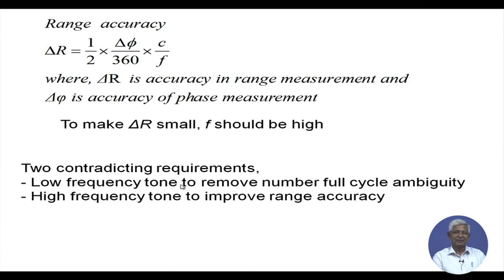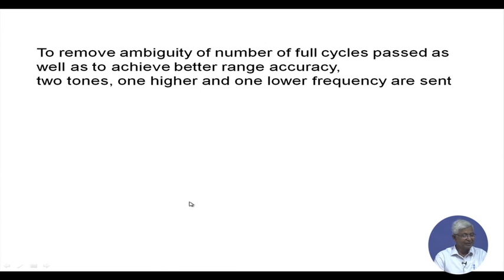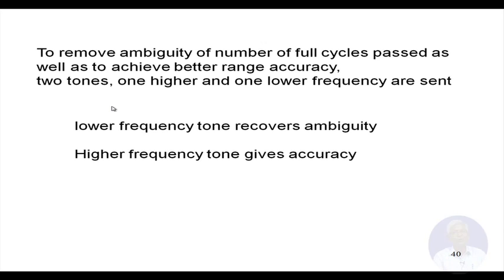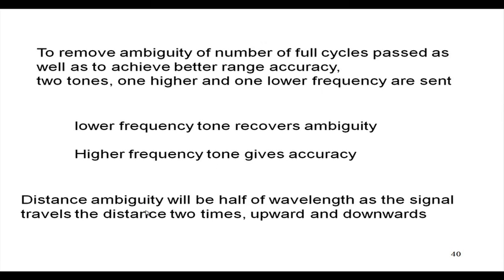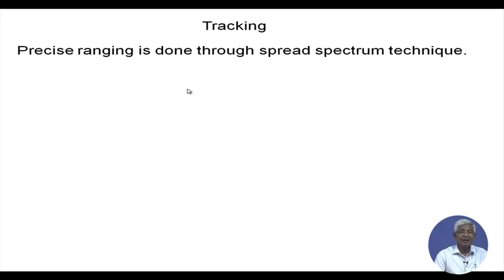One is a low frequency tone that will remove the full cycle ambiguity, and the other is a high frequency tone to improve the range accuracy. To remove the ambiguity of the number of full cycles passed, as well as achieve better range accuracy, two tones are used for tracking, one higher and one lower frequency. The lower frequency tone resolves the ambiguity, and the higher frequency tone gives accuracy. This distance ambiguity will be half of the wavelength, as the signal travels the distance twice, upward and downward. But much more precise ranging can be done through a spread spectrum technique.